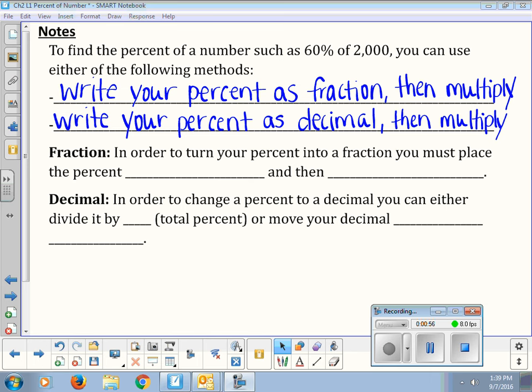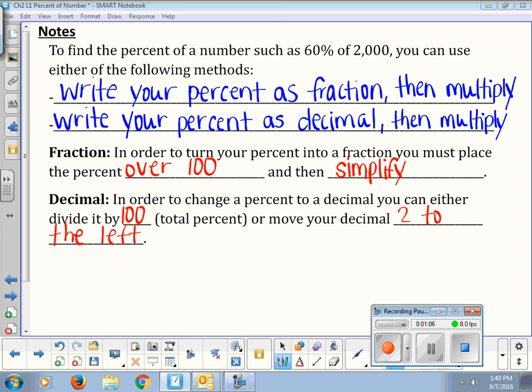Unless it specifically says to write your percent as a fraction or a decimal, it doesn't matter to me which way you choose, whichever you feel more comfortable with. If you choose to write it as a fraction, in order to turn your percent into a fraction, you must place the percent over 100 and then simplify. Remember, percents are always out of 100. And if you have a decimal, in order to change a percent into a decimal, you can either divide it by 100, because that's the total of a percent, or move your decimal place 2 to the left.